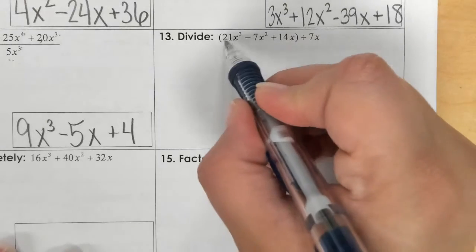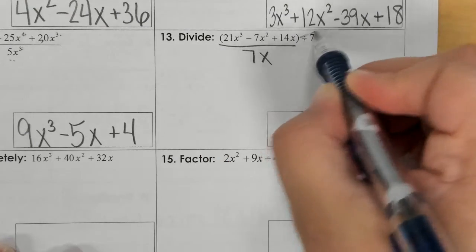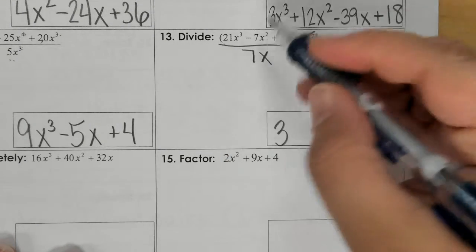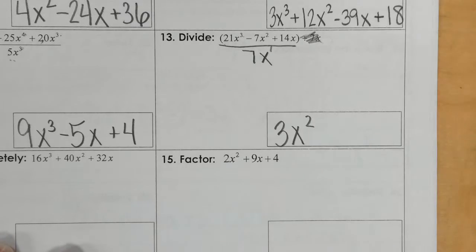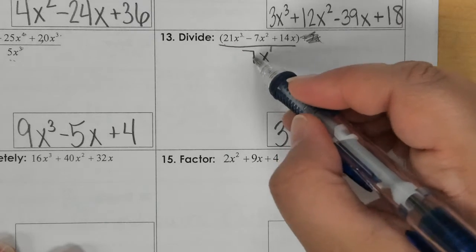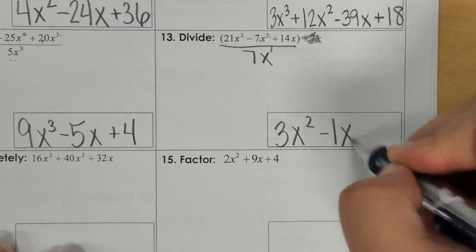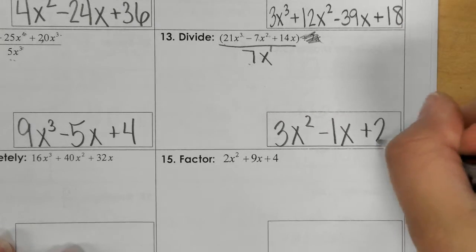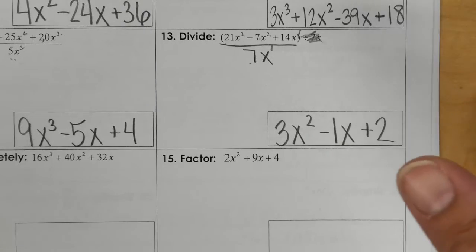In number 13, I'm going to divide by the 7x. Get rid of it here. And 21 divided by 7 is 3. 3 minus 1 is x to the second. Negative 7 divided by 7 is negative 1. 2 minus 1 is just x to the first. 14 divided by 7 is 2. 1 minus 1 is 0, so I do not write that down.